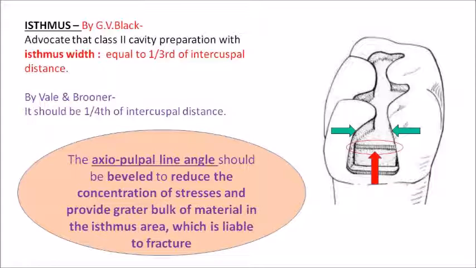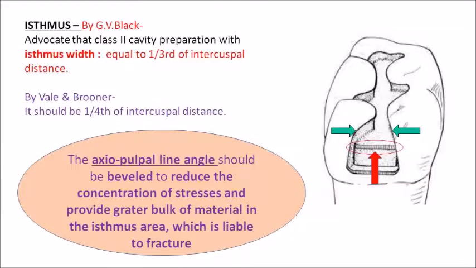Now the axiopulpal line angle should be beveled to reduce the concentration of stresses, which provides greater bulk of the material in the isthmus area, which is liable to fracture. The most easily fractured area in a class 2 cavity preparation or class 2 restoration is always the isthmus. So for isthmus fracture, all measures should be taken to take care of the isthmus area. Isthmus is an important factor which was put forward by G.V. Black.